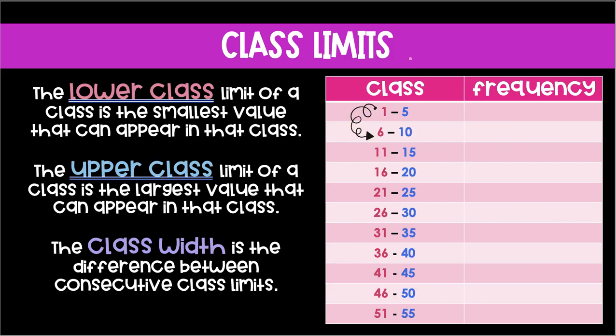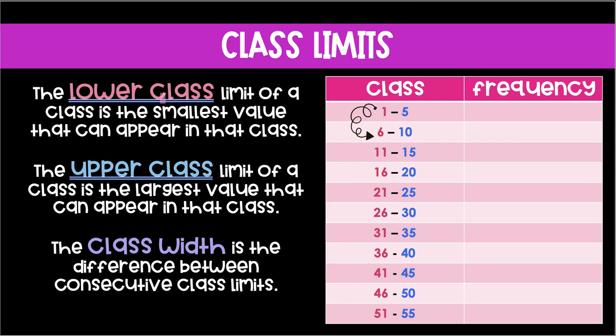For the upper limits, you're going to go one value smaller than the next class. For example, if my next class starts at 6, I'm going to end this class at 5, and so on. And once you find your first upper limit, you can just keep on adding that class width. 5 plus 5 is 10, plus 5, 15, plus 5, 20, plus 5, 25, and so on. So you can create your first lower and upper class limits for the first class, and then you just keep on adding the class width.